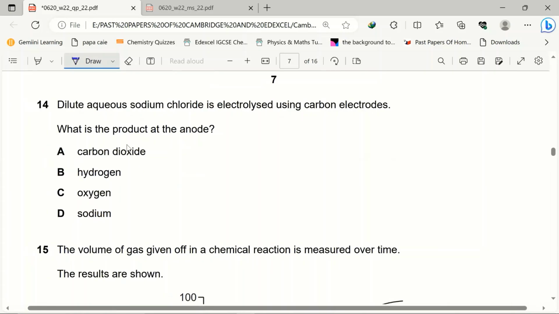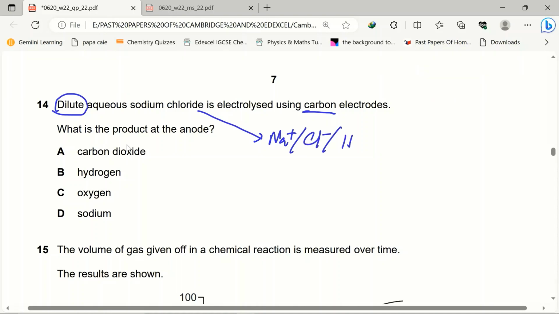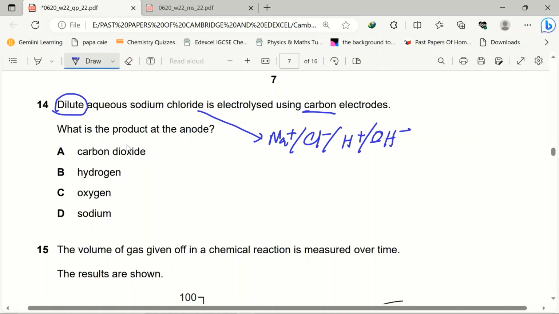Question number 14. Dilute aqueous sodium chloride is electrolyzed using carbon electrodes. So it's carbon inert electrodes, and dilute aqueous sodium chloride. What is the product at the anode? We know sodium chloride, since it is in aqueous state, we have sodium ions, chloride ions, hydrogen ions, and hydroxide ions present. They are asking for the product at the anode. Anode means, we know these are cations.